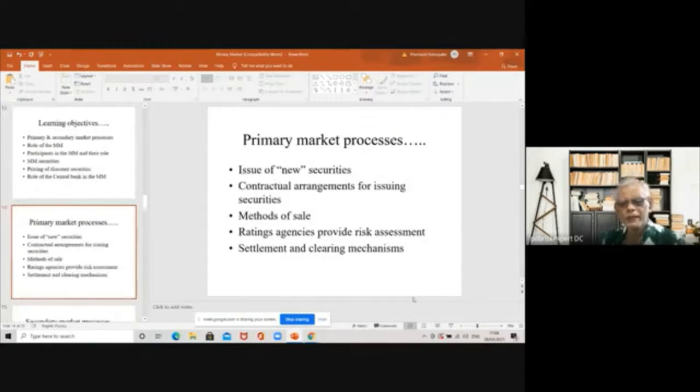Money market processes, primary market processes. Primary market is the issue of new securities. In Sri Lanka, we do not have much to witness other than treasury bills and bonds in the money market. There are new issues and reissues at times. We can only compare with the Colombo Stock Exchange, which is the equity market, not really the money market. IPOs, initial public offerings.